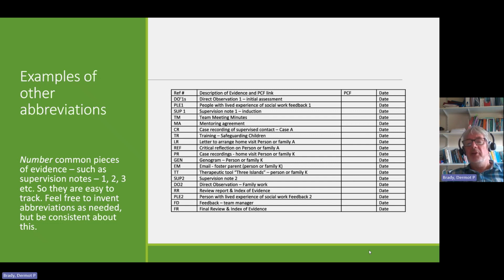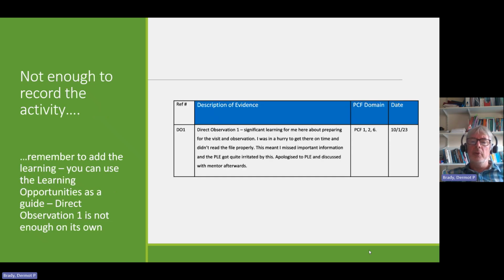You can add new abbreviations. Social work, particularly in this model, has so many different employers, job roles, descriptions, and ways of delivering services. There's no way that this could be entirely exhaustive, so you might have to invent your own. This is a little thing here, just as an example.